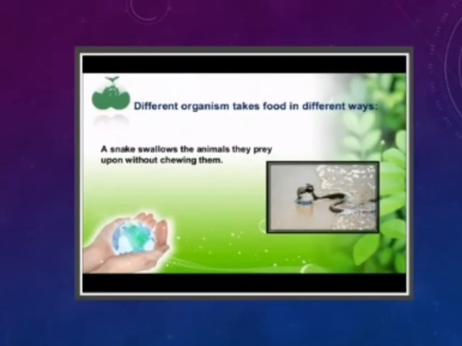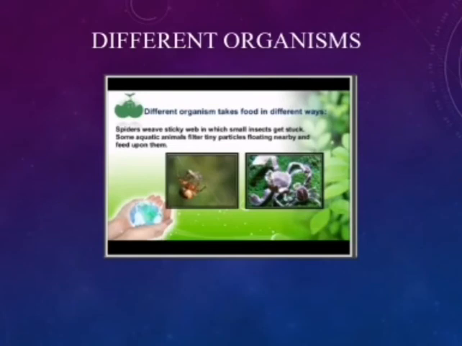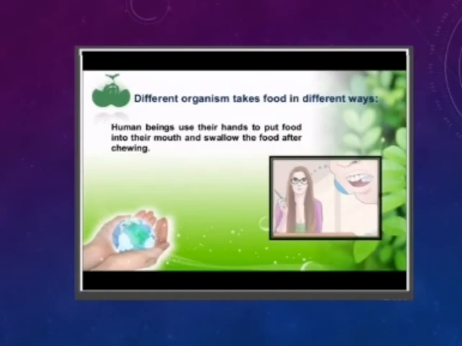The earthworm uses its muscular pharynx to swallow its food. Snakes also swallow the animals they prey upon. Some aquatic animals filter tiny food particles floating nearby and feed on them. Next, human beings use their hands to put food into their mouth and swallow the food after chewing.